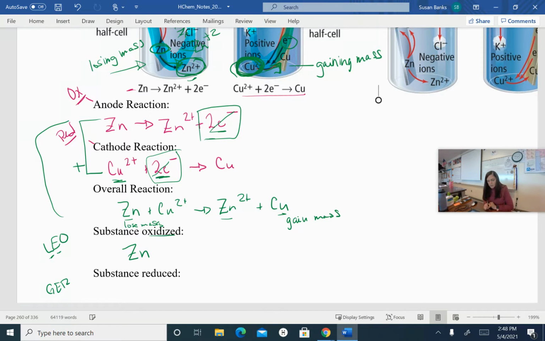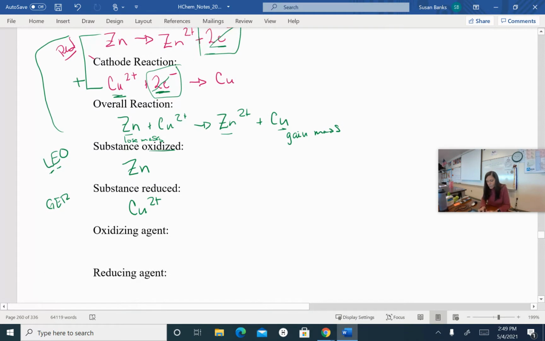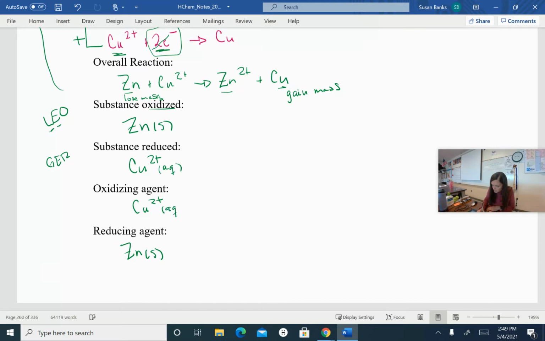Well, we started off with copper +2. So copper +2 is the stuff that was reduced. Okay, so the oxidizing agent, what helped zinc get oxidized? Well, it was the copper +2 because it accepted the electrons from the zinc. What was the reducing agent? What helped copper +2 get reduced? That was the zinc by giving it the electrons. Okay? And yes, I really should be putting states in here, but I'm not necessarily going to hold you to it.